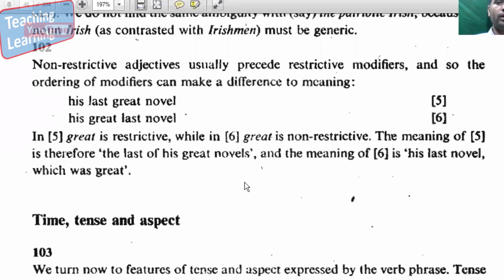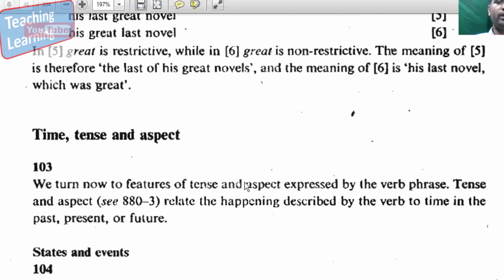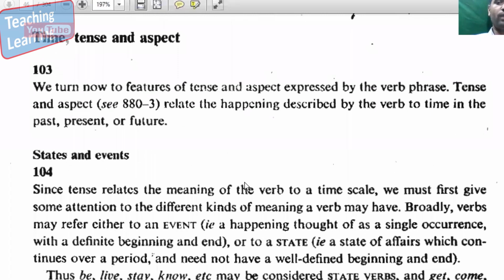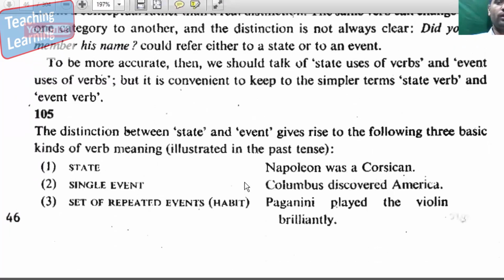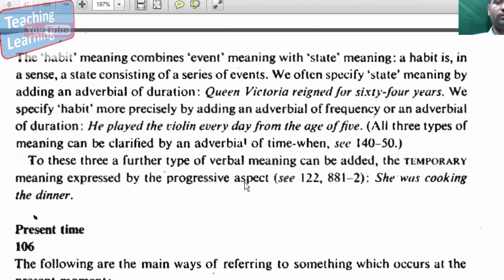Okay. His last great novel. Time, tense, and aspects. We talk about that one also. States and events, the verbs. Napoleon was a Corsican: state. Single event: Columbus discovered America. Set of repeated events: Paganini played the violin brilliantly.